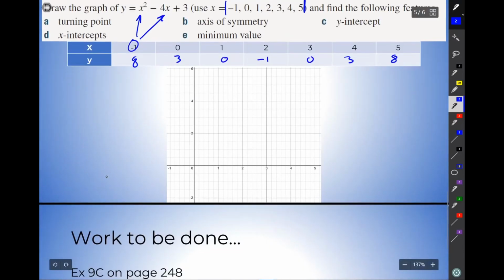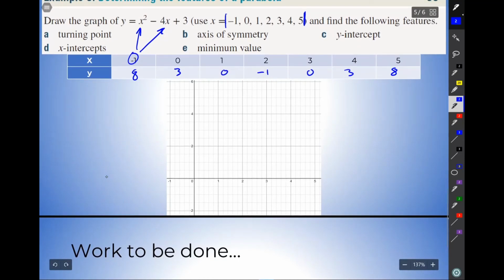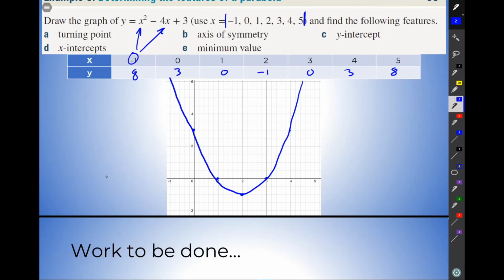Alright, and then we just translate these points down onto our graph. At x equals 1, we're at 0. At x equals 2, we're at -1. Okay, and you'll join the dots up and they'll look something like that.